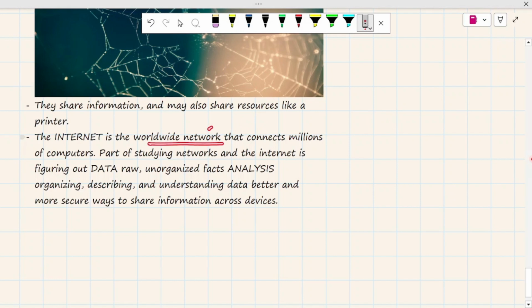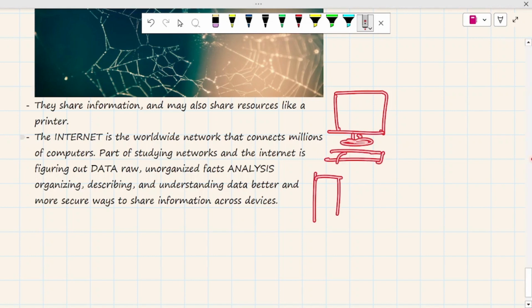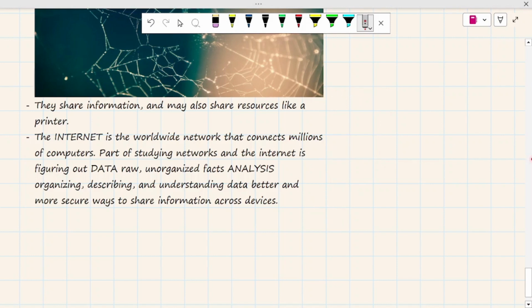The internet is a worldwide network that connects millions of computers. Earlier, computer meant only the desktop, the typical desktop that we use. But today, it is not the case. The smartphones that we use also act as computers. The tablets that we use also act as computers, and so on. The internet is about figuring out raw data, unorganized facts, analysis, organizing, describing, and understanding data in better and more secure ways to turn it into information.